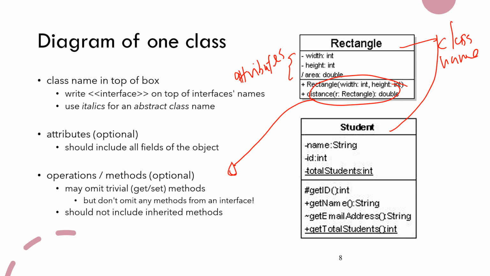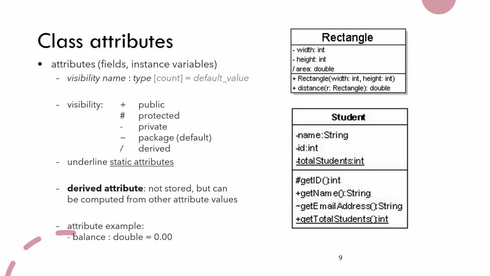So for example, this is a class Rectangle. It has attributes of width, data type integer, a height, data type integer, and then area, data type double. Same goes to the class Student. We have the name, the student ID, total number of students, and so on. So this is the example.